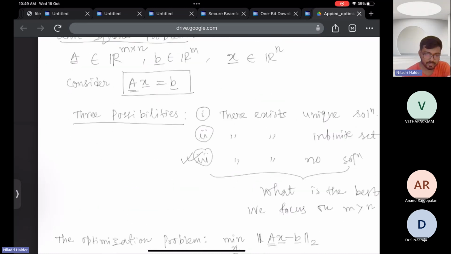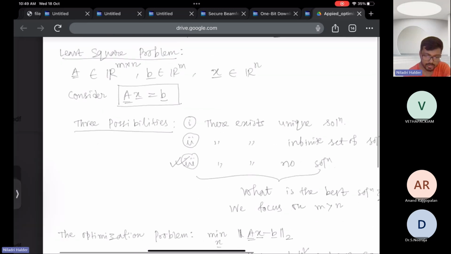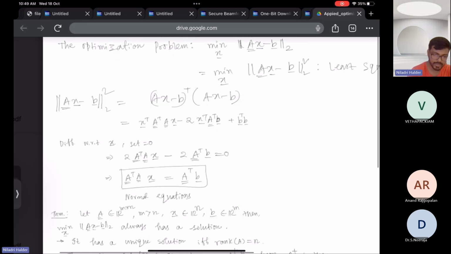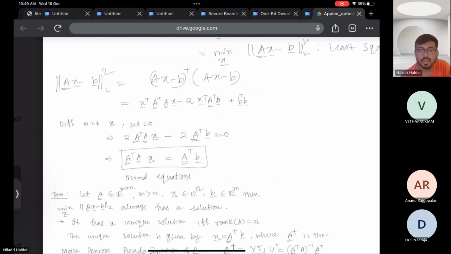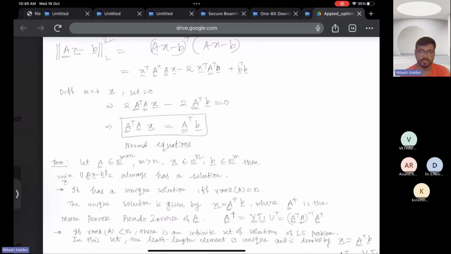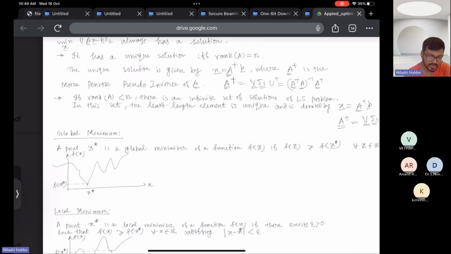So once again the least square problem, Ax equal to B. Here are the details about least square. Ultimately, we need to solve the normal equations. The normal equations are A transpose Ax equal to A transpose B. If A transpose A is invertible, then the least square solution is A transpose A inverse A transpose B. So that is the least square solution. All these things are there.